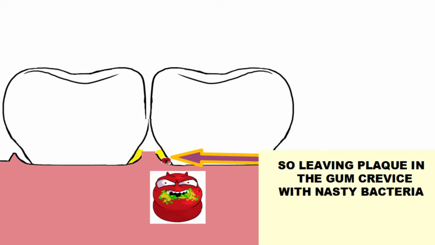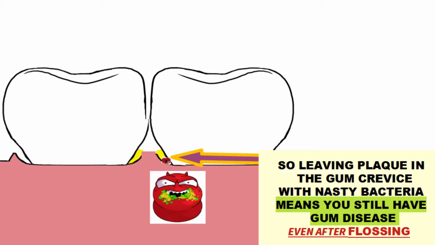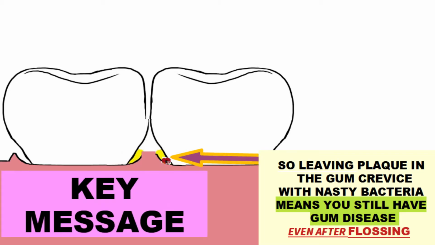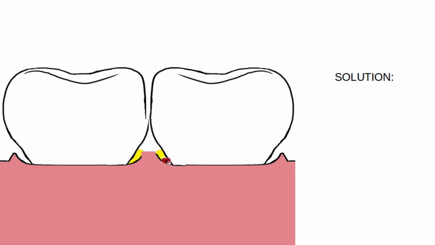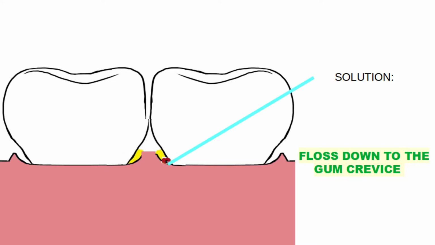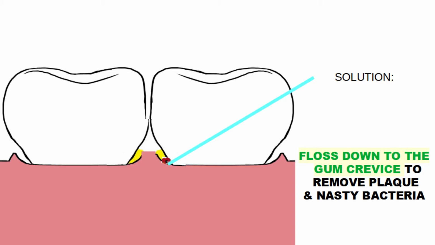So leaving plaque in the gum crevice with nasty bacteria after you've flossed means you still have gum disease even after flossing. So the solution is, when you're flossing, to floss down to the gum crevice to remove plaque and nasty bacteria to stop gum disease.